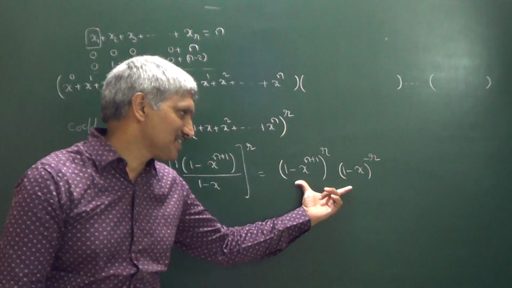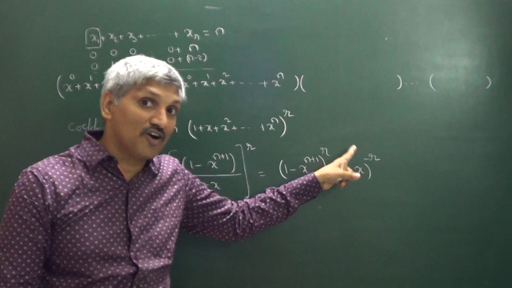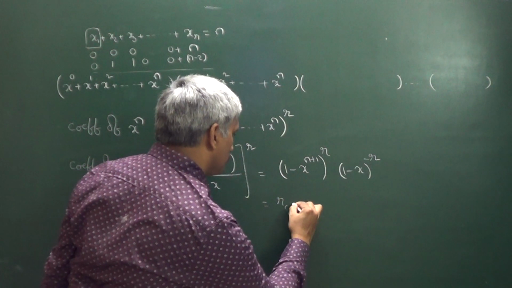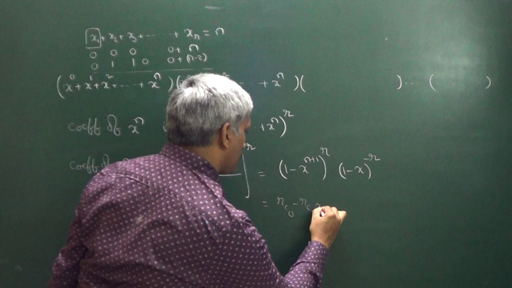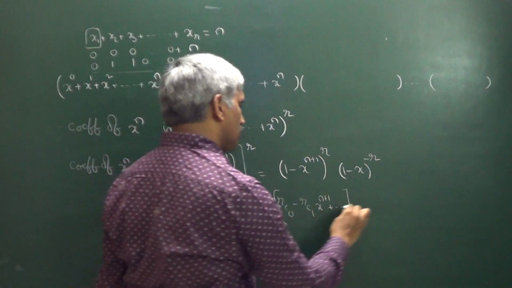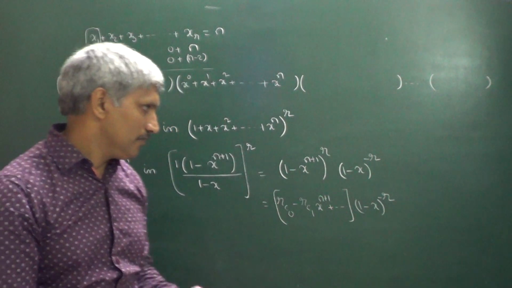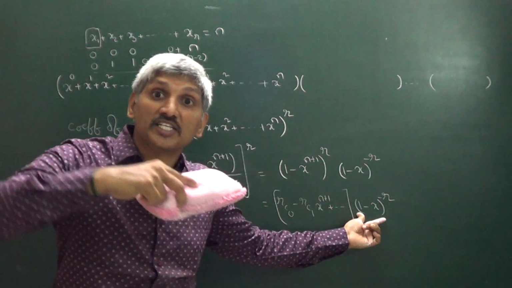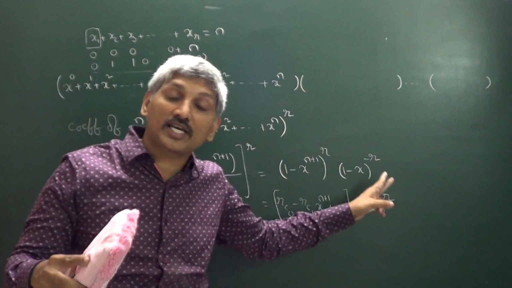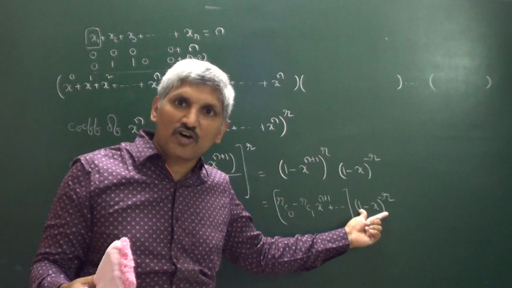In this multiplication, we have to find out the coefficient of x to the power of n. But observe here, this expansion, what we will get, rC0 − rC1 x^(n+1) plus and so on, is multiplied with (1 − x) whole to the power of −r. You know this expansion is always the rising power of x. 1, x, x square, x cube, x power 4 and so on you will get. So the power is rising power of x only.